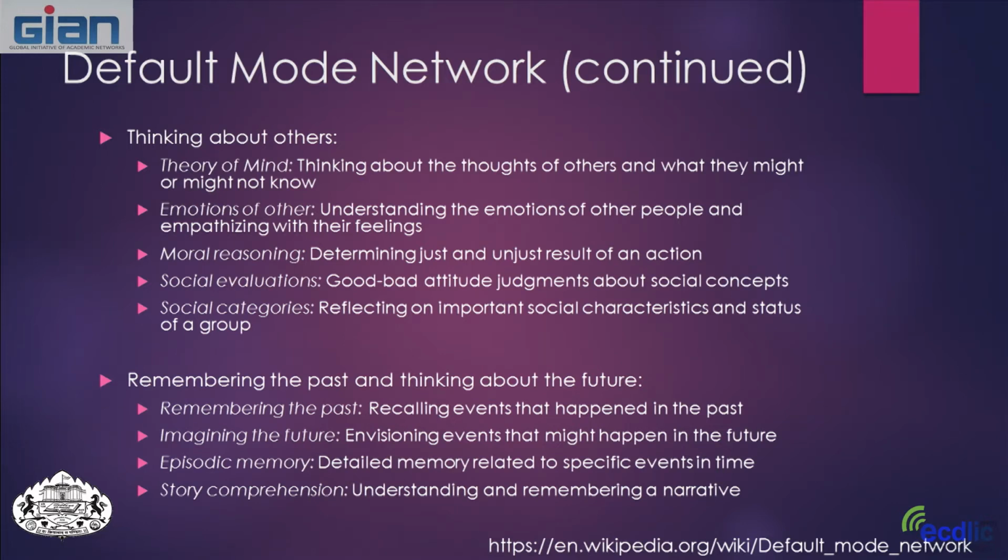So again, this network is active while you're thinking quietly about yourself, thinking about others, and also while you're thinking about memories and thinking about possibilities of the future. So this network could be activated if you're thinking about the past or recalling events that happened to you in the past, imagining the future, so thinking about things that might happen in the future, about maybe plans that you have or dreams that you have for yourself or others. In episodic memory, so when you're thinking about memories related to specific events in time, or story comprehension, understanding and remembering a narrative. So there's a lot of times when this default mode network is active in the brain, and it's usually while somebody is doing some quiet reflections.